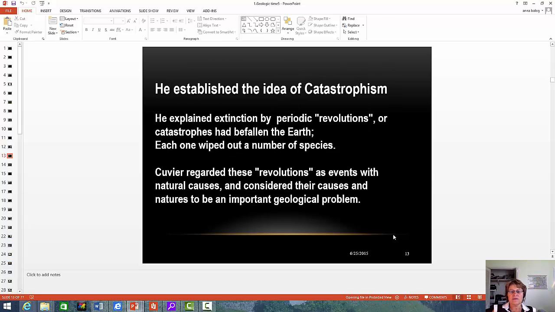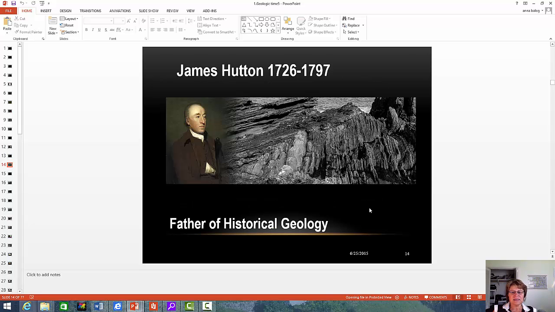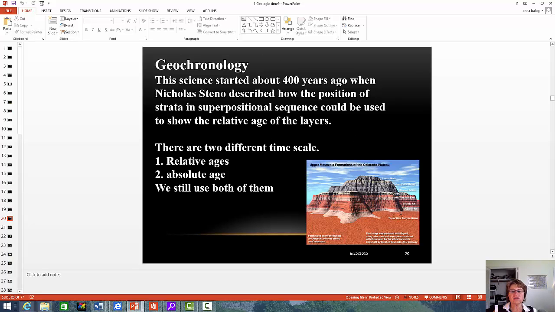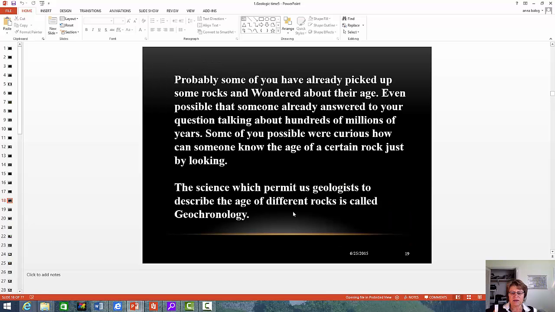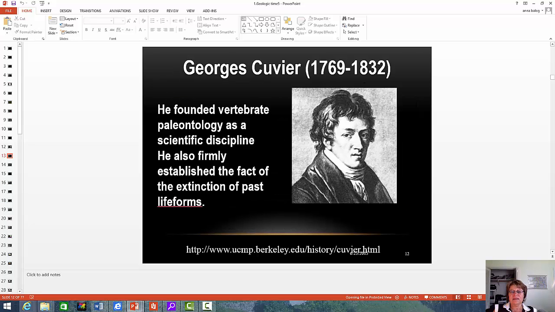Like Cuvier, he's the one who did the catastrophism, so it's kind of important. And he's the one who founded vertebrate paleontology. He's the one who found the first fossils. James Hutton, of course, you have to know that he is the father of historical geology, and he came up with uniformitarianism. It's very important. Of course, without question, you have to know the geologic principles. I mean, there is no question about that. These principles are the most important.